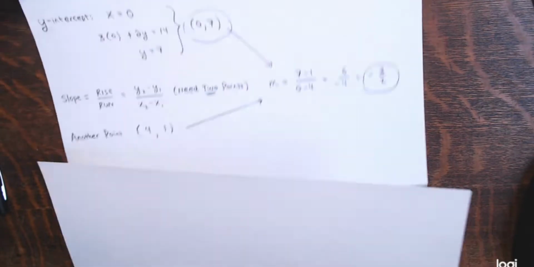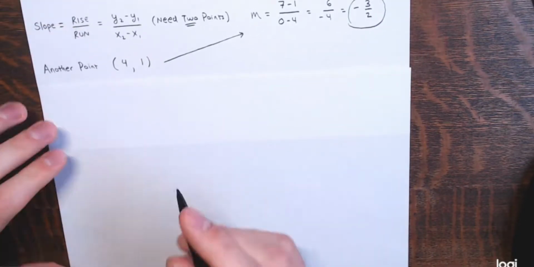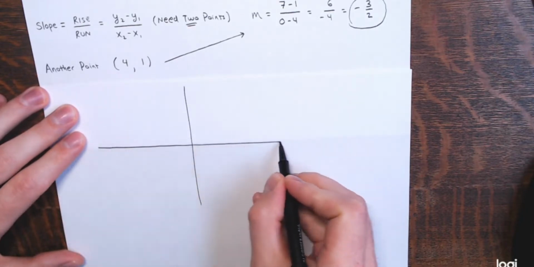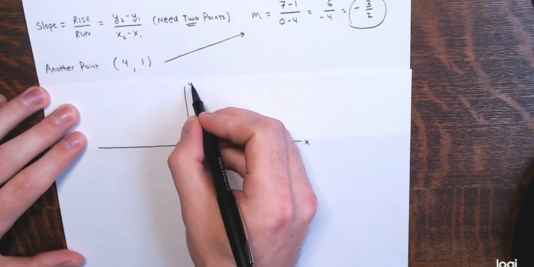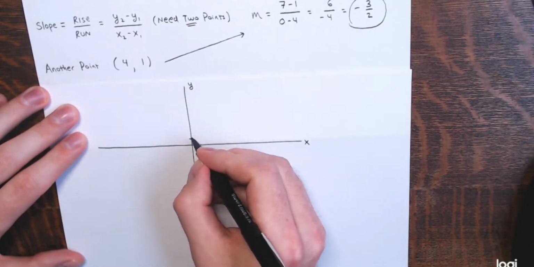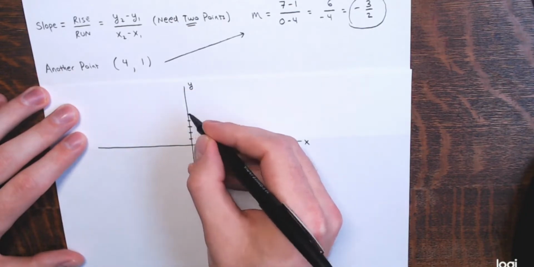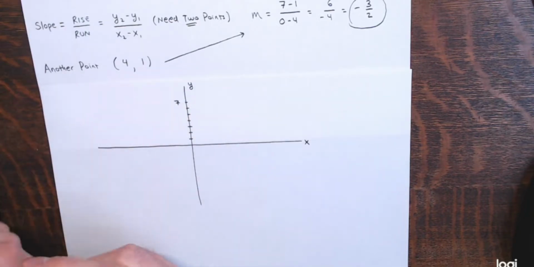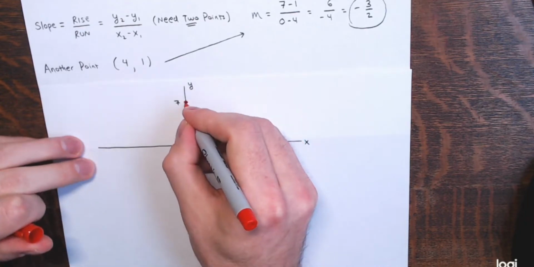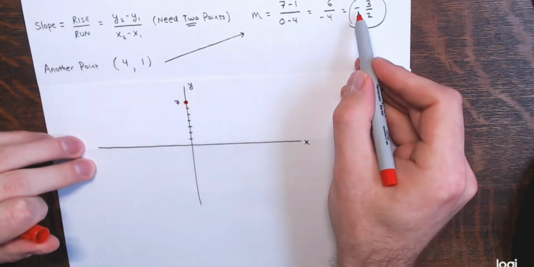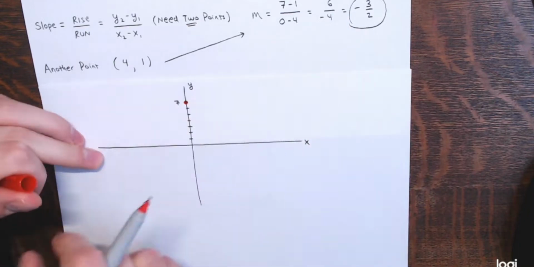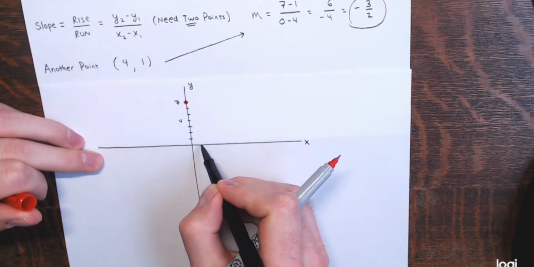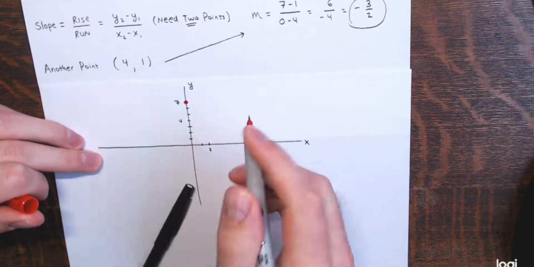All right, let me plot a graph. And now we weren't asked to make a graph. I'm just doing this for your own benefit. All right, so x, y. We have 0, 7. And if you have graph paper, that might be a little nicer. But here's 0, 7. And the slope was negative 3/2. So if I go down 3 from 7 to 4, and then right 2, here's another point that's on the graph, 2, 4.